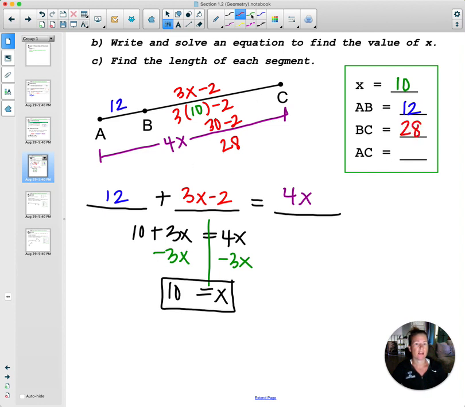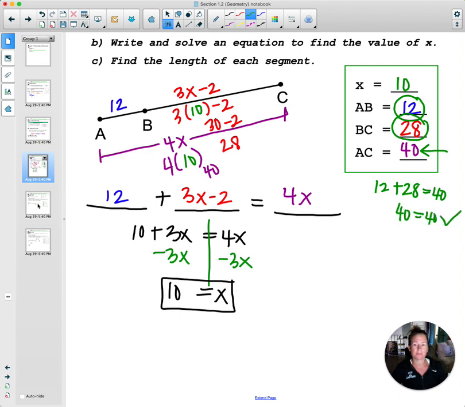And then we want to go and find AC. So we'll do 4 times x being 10. 4 times 10 is 40. Now, I always do this little check because remember, it's supposed to be piece plus piece equals whole. So we should be able to add up the piece plus the piece, and it should equal that whole. So check, just do a quick check. Does 12 plus 28 equal 40? And it sure does, which is a pretty good indicator that you did the problem correctly.